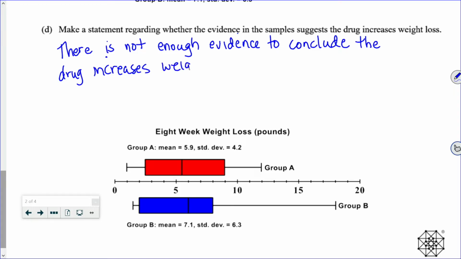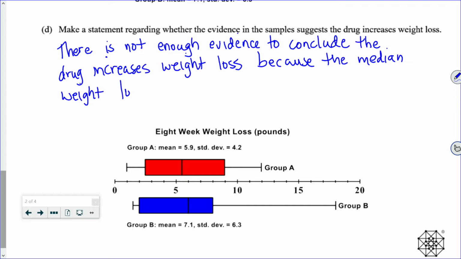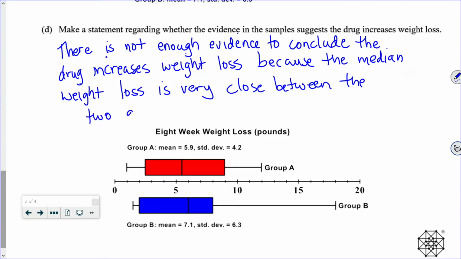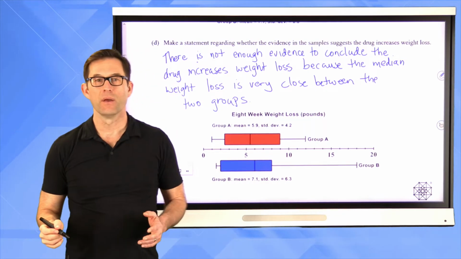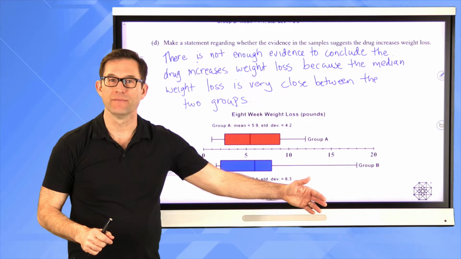And I'm going to say that because the median weight loss is very close between the two groups, right? And of course, we don't want to use the mean because we've got the outlier, right?